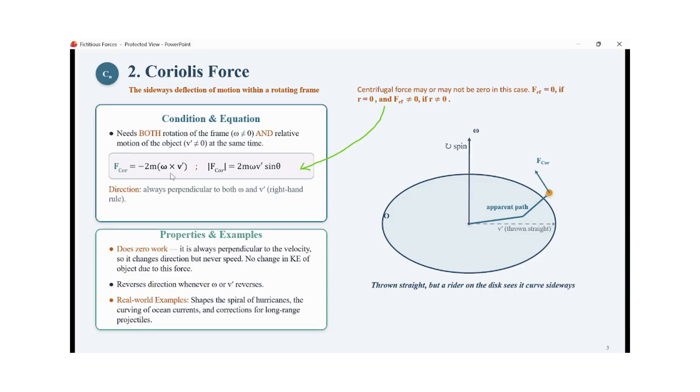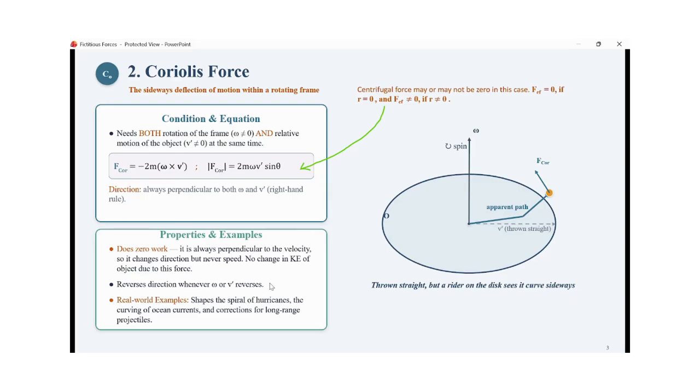Secondly, it reverses direction whenever omega or v dash reverses. So in this expression you can see that if we place minus v dash in place of v dash, or if we place minus omega in place of omega, then there will be a change in the sign of this Coriolis force, and a change in the sign of the Coriolis force means a change in the direction of the Coriolis force.